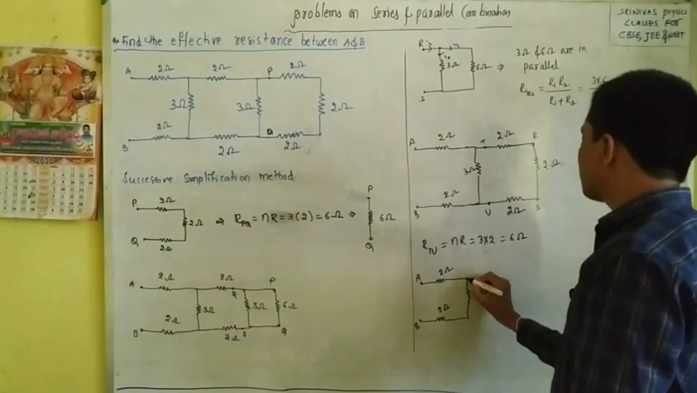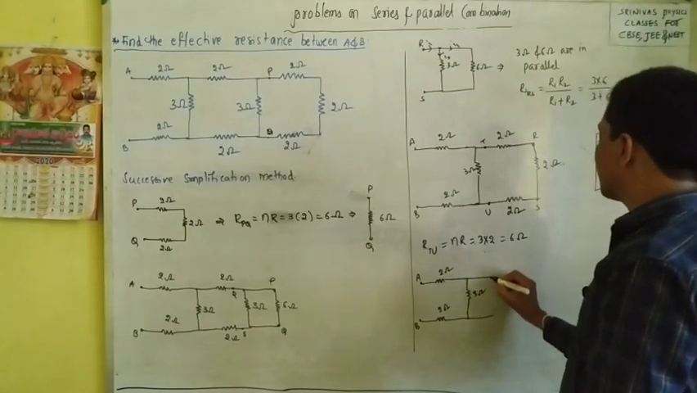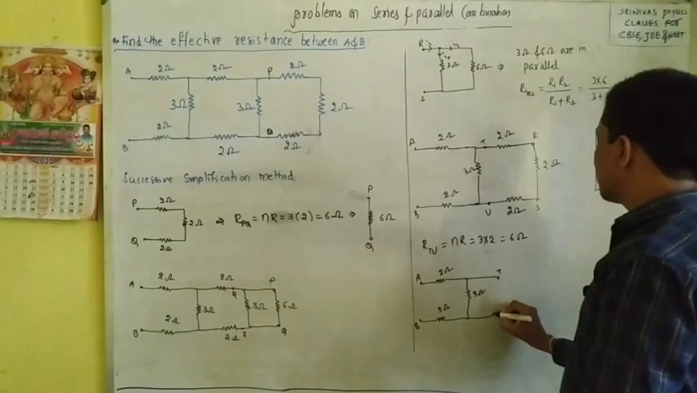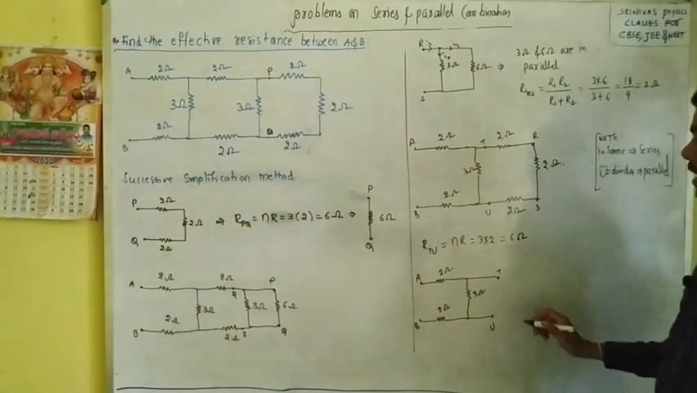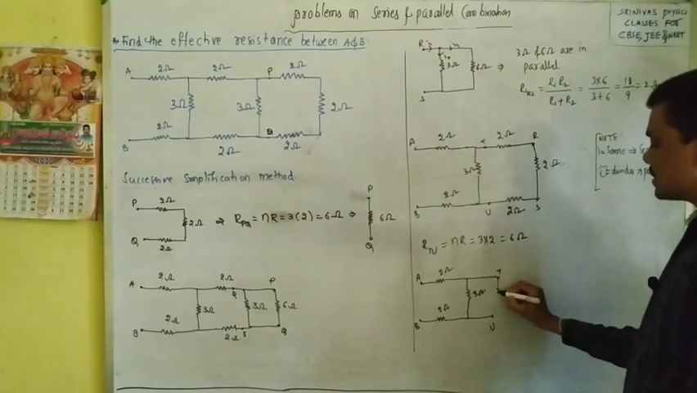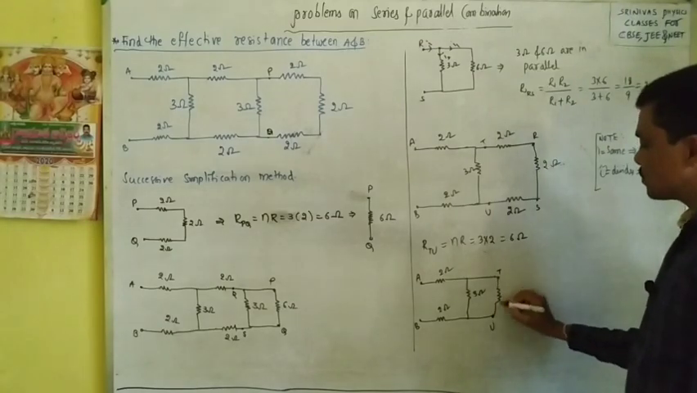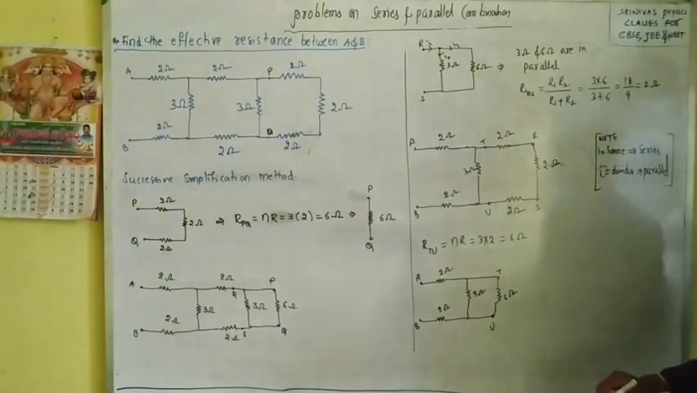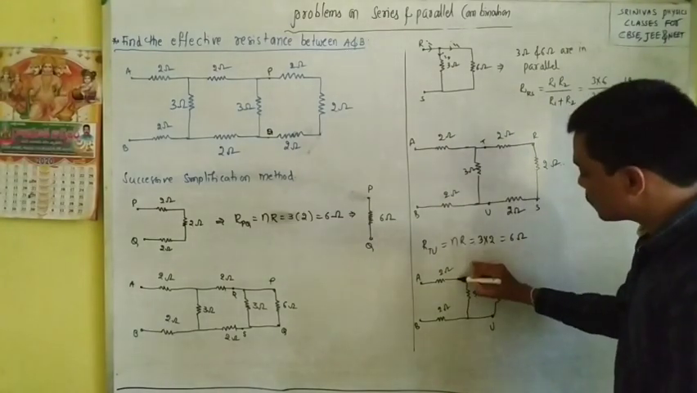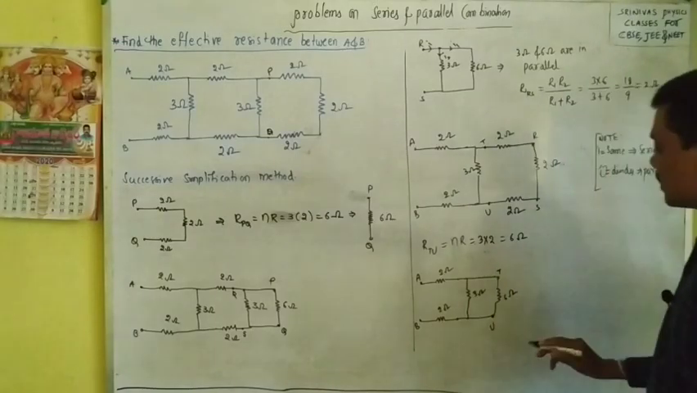This is 3 ohm. Between T and U, the effective resistance: these 3 resistors combined act as one resistor. Its resistance is 6 ohm, right? Then we have to find the effective resistance between these 2 points.